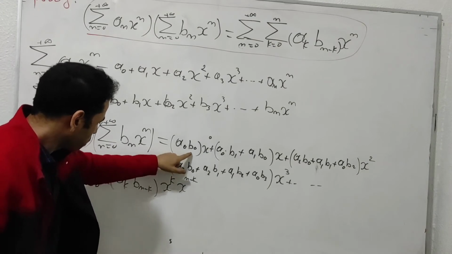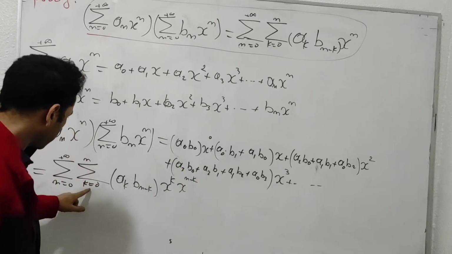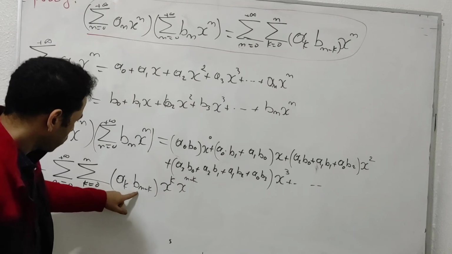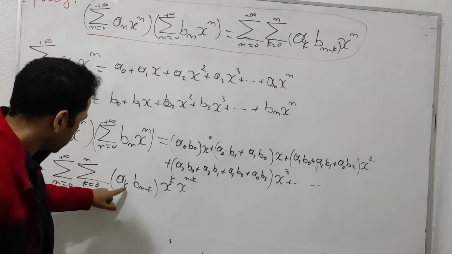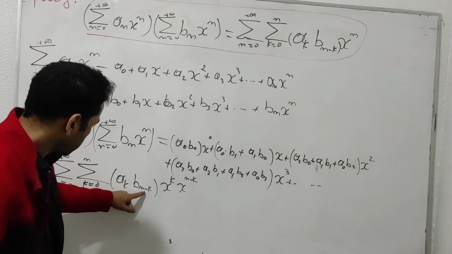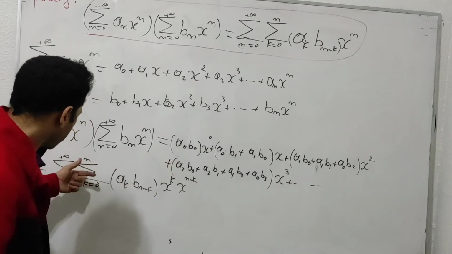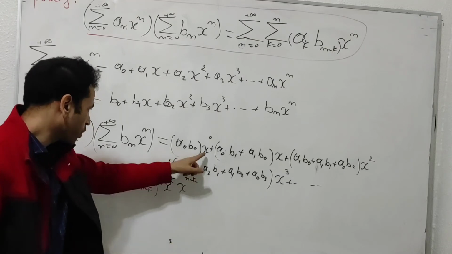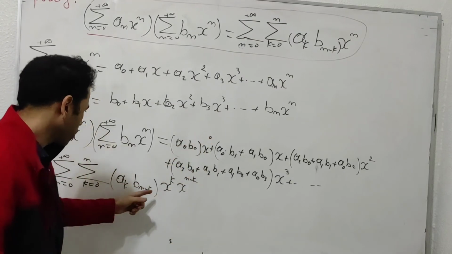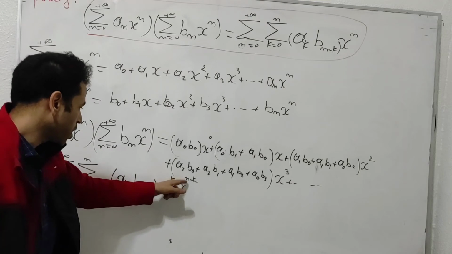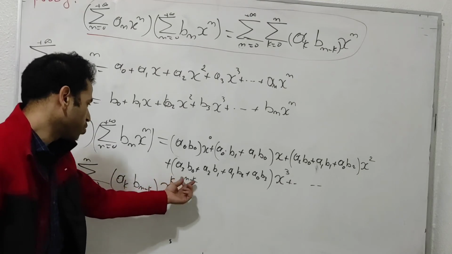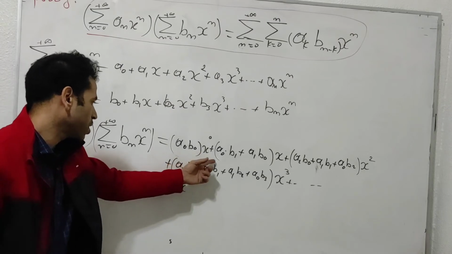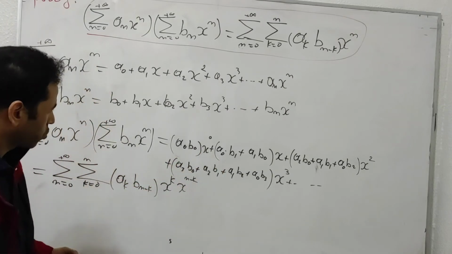For a sub 0, b sub 0, if you take k equal to 0, replacing k with 0, we find a sub 0, b sub n minus k. Here n is 0, so 0 minus 0, which is 0. For the x, you have x to the 0, and for the maximum term, we have 0 minus 0, which is 0. So exactly what I have written here was true.